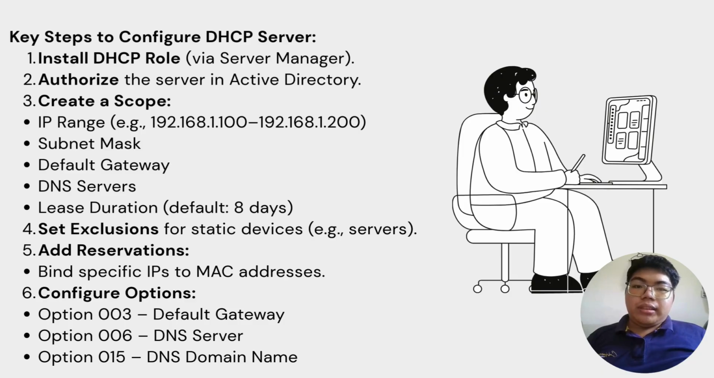Install the DHCP role via Server Manager. Authorize the server in Active Directory. Create a scope with an IP range, for example, 192.168.1.100 to 200, with subnet mask, default gateway, and DNS server. Lease duration is 8 days by default. Set exclusions for static devices. Add reservations, binding specific IPs to MAC addresses. Configure options: default gateway, DNS server, and DNS domain name.